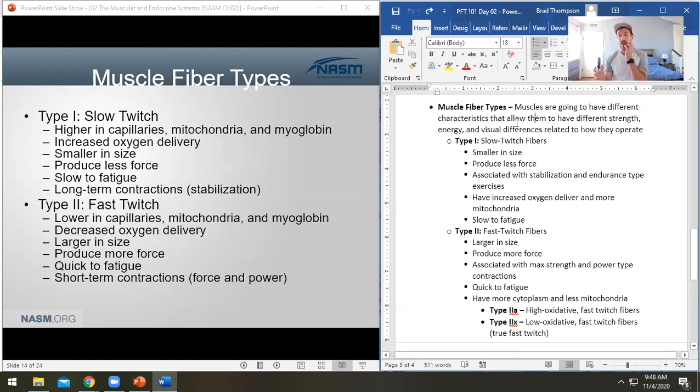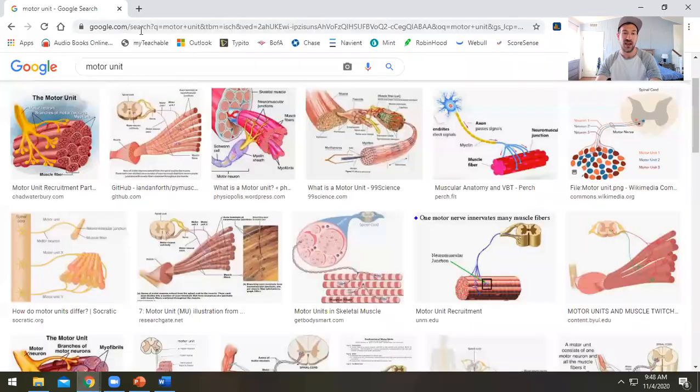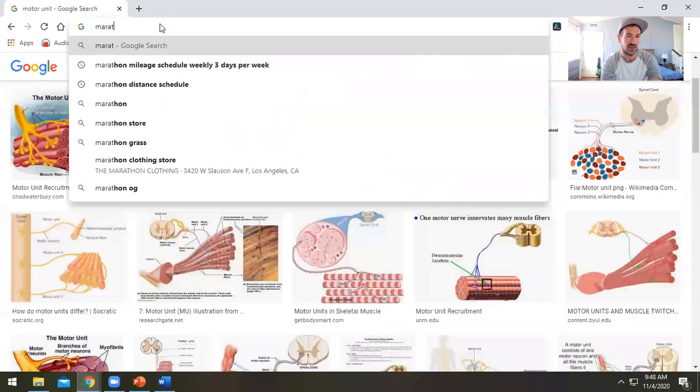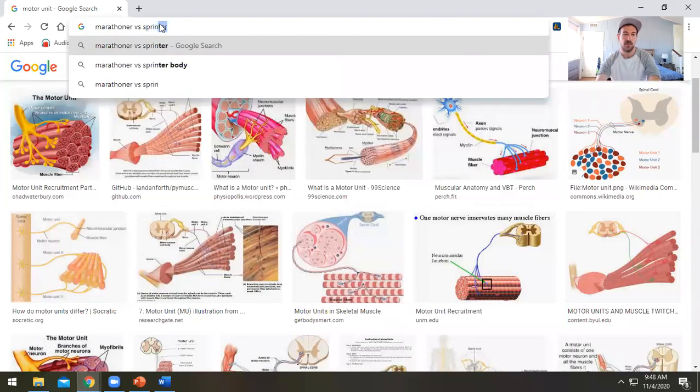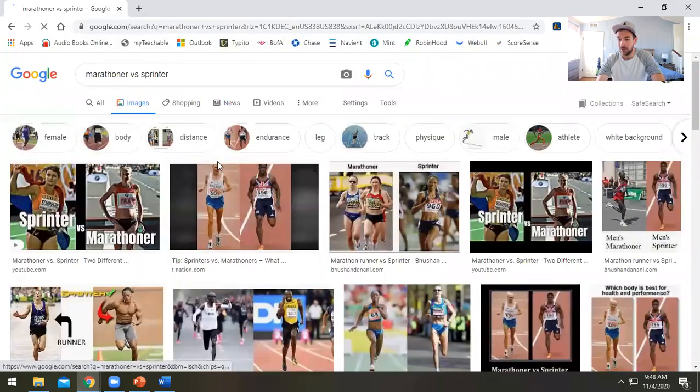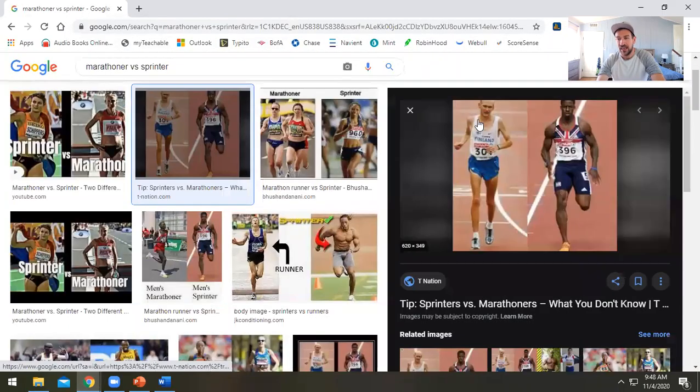When you look at these two guys right here, let's look at a marathoner versus a sprinter. Look at these two very similar but very different athletes. Here, very long, very lean, but here, very muscular, right? Well, this guy is performing an event that lasts several hours. This guy is performing an event that lasts a few seconds. Both are great events, and we love both of them equally, but they are very different.